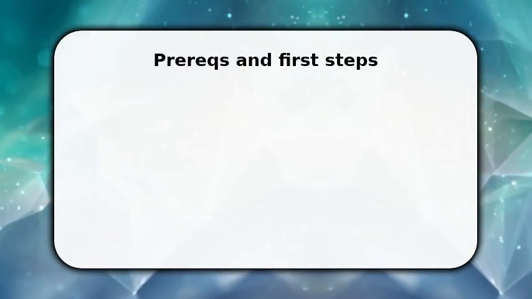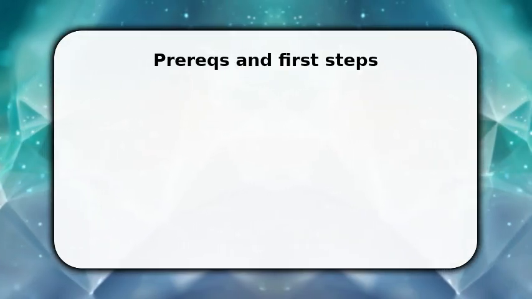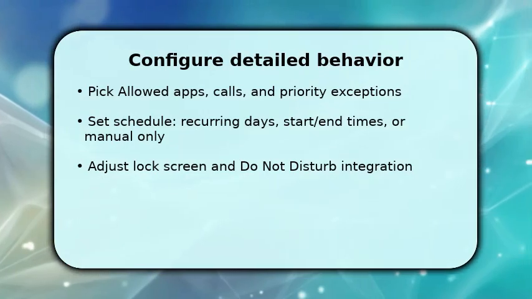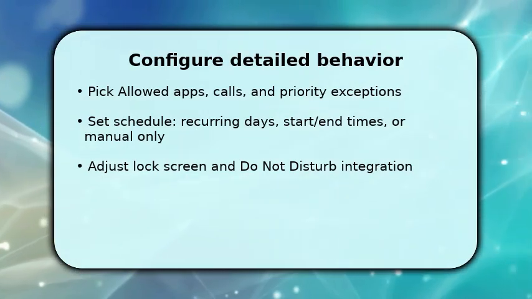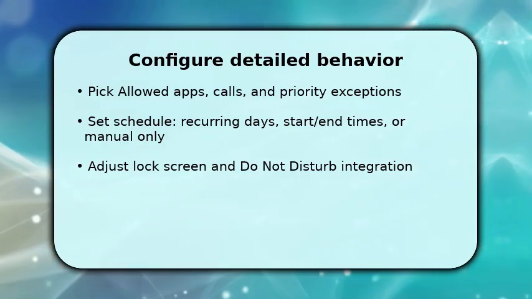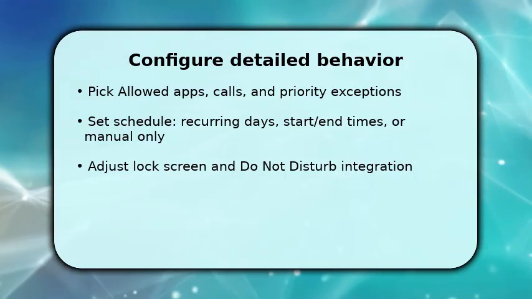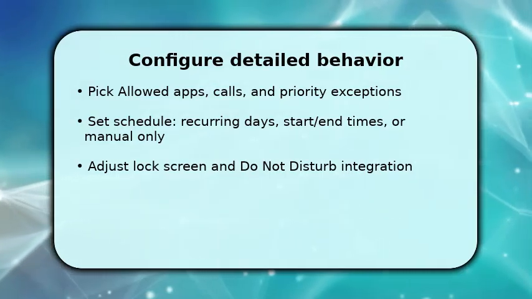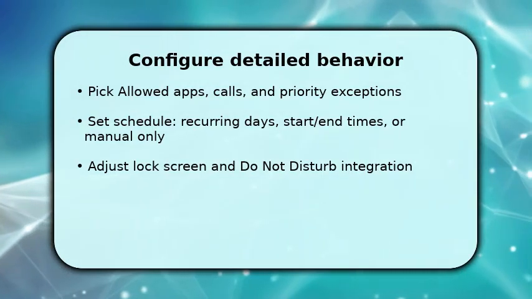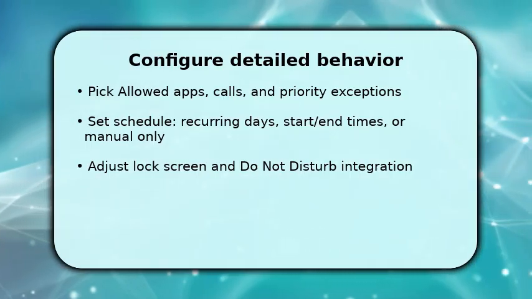you work. Next, you refine how Focus Mode behaves so it fits your workflow. Choose Allowed Apps for critical tools and set call exceptions if you expect specific contacts. This prevents missed urgent calls. Then configure a schedule, recurring blocks, start/end times, or manual activation so it activates automatically. Also make sure Do Not Disturb and lock screen notification settings are aligned, otherwise alerts can still appear.